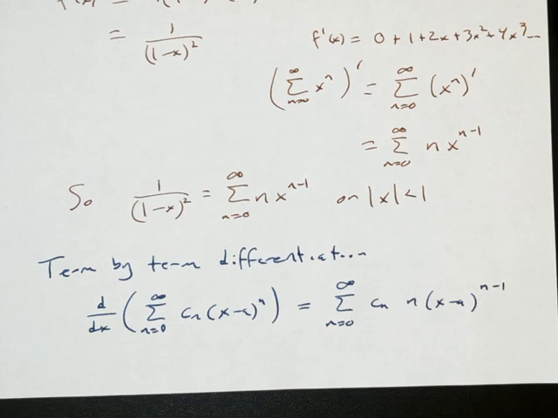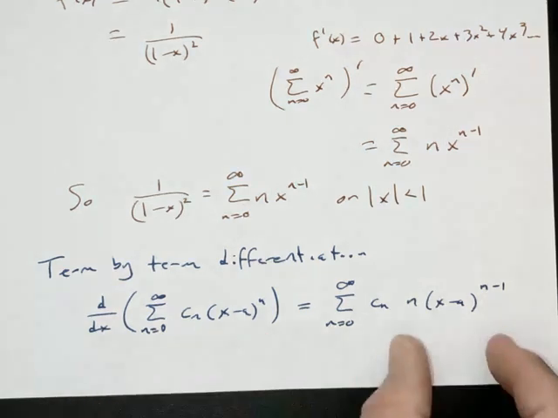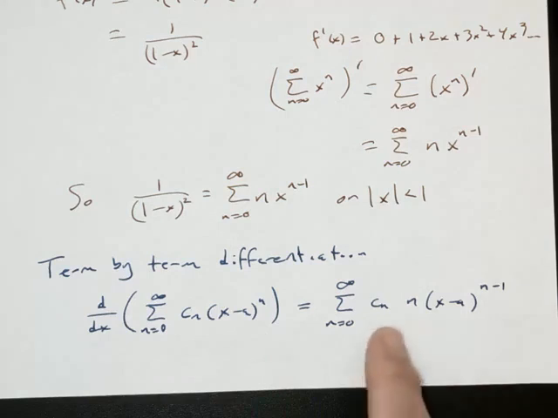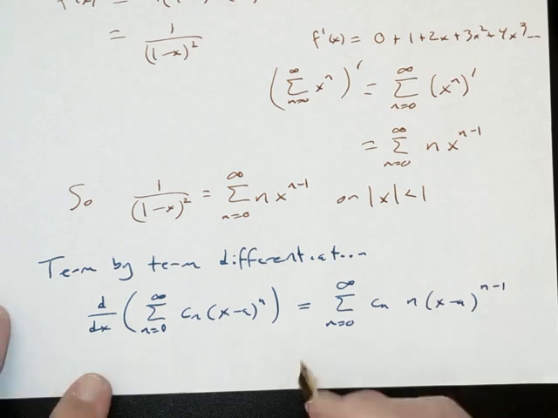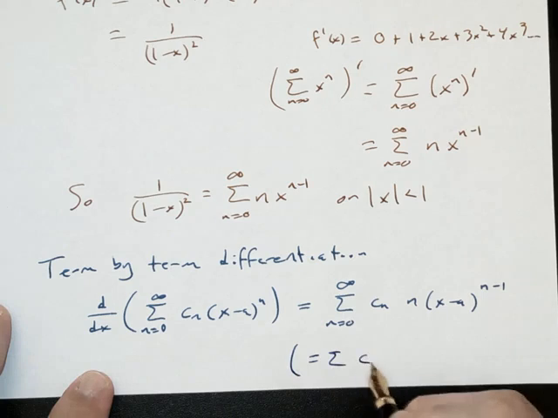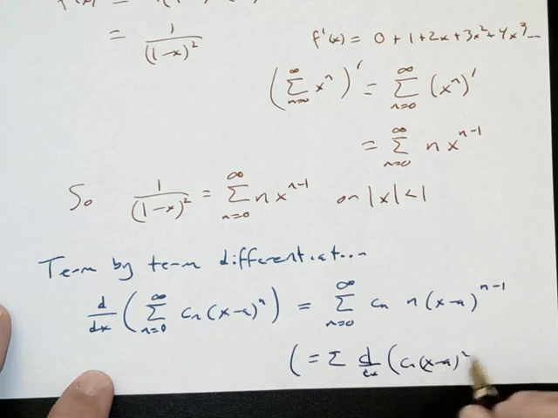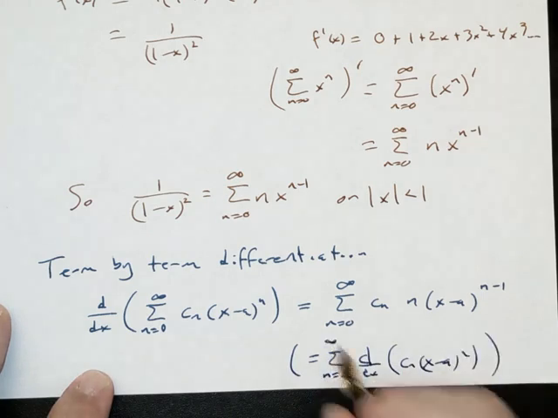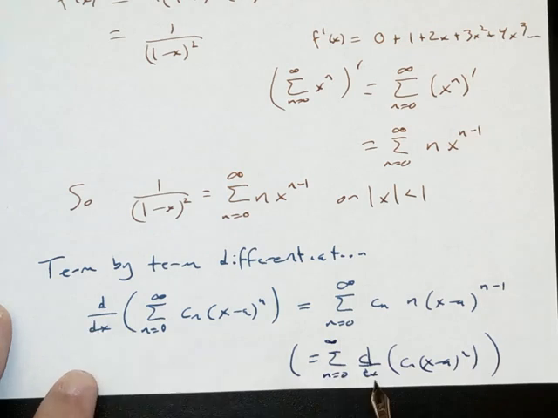All I did was, instead of doing the derivative of the whole thing, I did the derivative of each piece. Constant stayed there. Derivative of stuff to the n is n stuff to the n minus 1 times the derivative of the inside. Derivative of the inside is 1. So really, I took the derivative from the outside and put it on the inside.